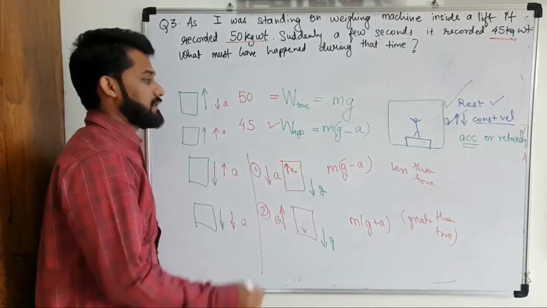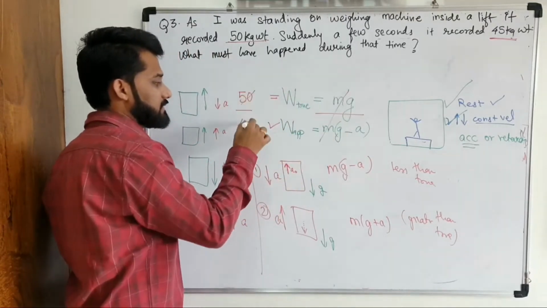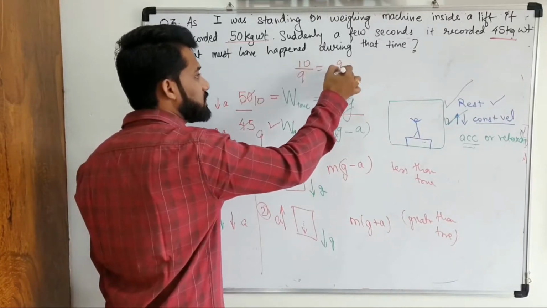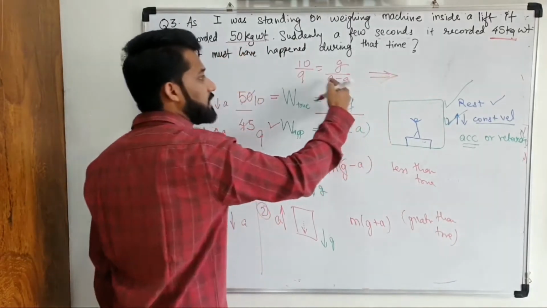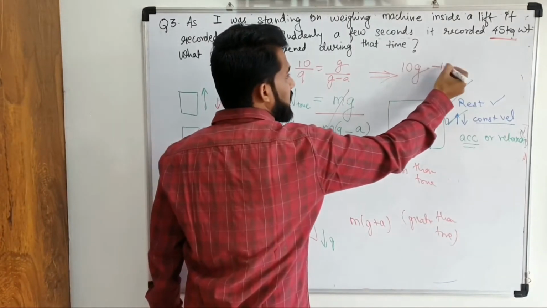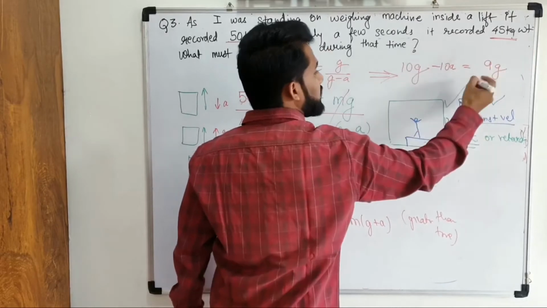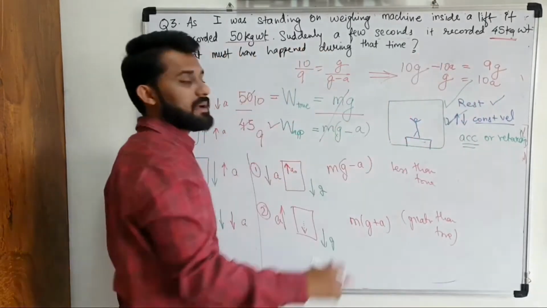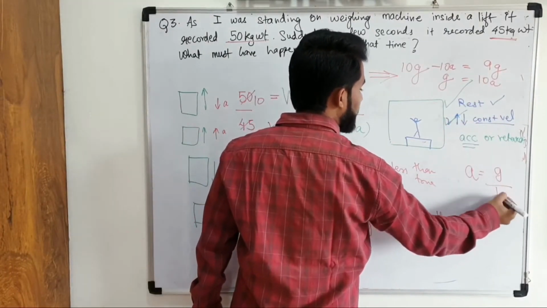So minus. And if I take the ratio, if I solve it, m will cancel. This will become 9 and 10. So 10 by 9 is equal to g upon g minus a. On cross multiplying this, what you will get? 10g minus 10a equals 9g. And then solving this, 10a will go to the right side. 10a is g because 10g minus 9g is g, and therefore the acceleration of the lift is g by 10.